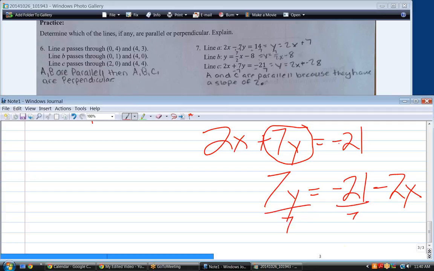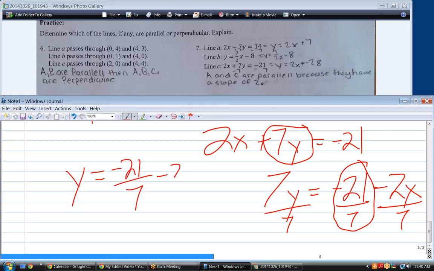Every term. And notice again, we don't really care about that term. I don't even need to simplify it. What I've got here is y equals minus 21 over 7 minus 2/7 x. What is the slope of that line? Negative 2/7 x. Okay. No. It's negative 2/7. Just negative 2/7. Slopes don't have x in them.